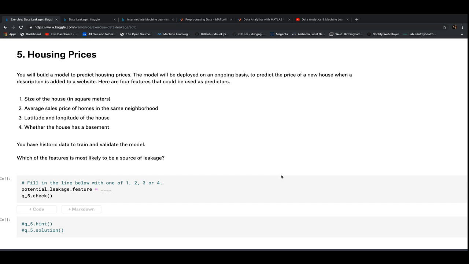So we're going to build another model for predicting house prices like we've done in a few of these other ones. The model will be deployed on an ongoing basis to predict prices of a new house when a description is added to a website. Here are 4 features that could be used as predictors: the size of the house in square meters, average sales price of homes in the same neighborhood, latitude and longitude of the house, and whether the house has a basement. And you have the historic data to train and validate the model. Which of the features is most likely to be a source of leakage?